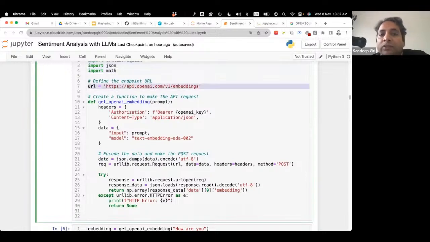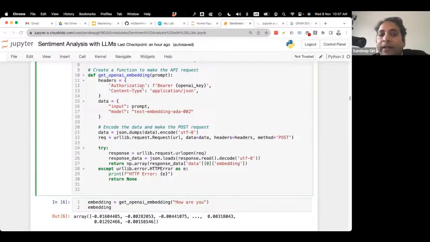Then we are saying that this is going to be the URL which will give us the embedding. This URL is from OpenAI as per their documentation. Then we are defining a function which will take a prompt, and it will return the embeddings. It will talk to their URL, provide all the header information, all the data that it requires, and then it will return the embeddings.